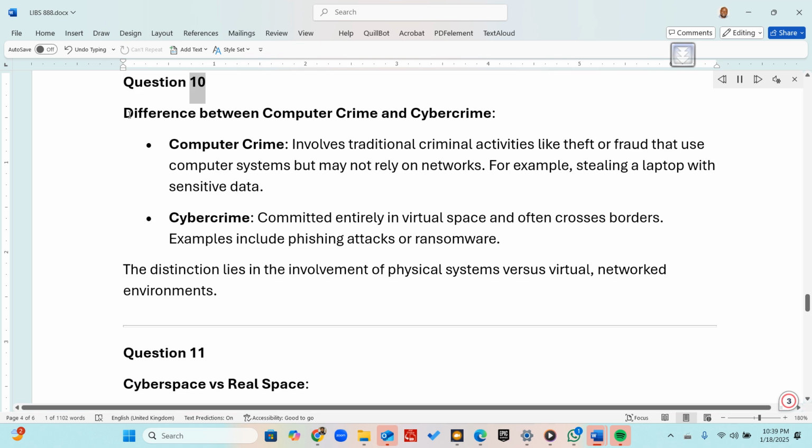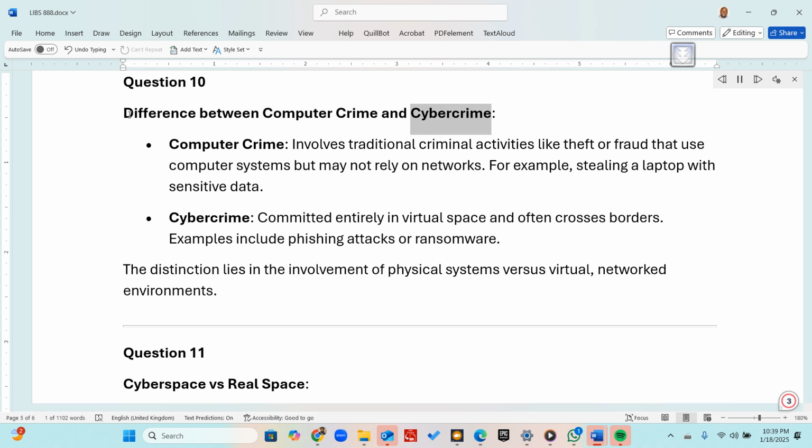Question 10. Difference between computer crime and cybercrime. Computer crime involves traditional criminal activities like theft or fraud that use computer systems but may not rely on networks. For example, stealing a laptop with sensitive data.